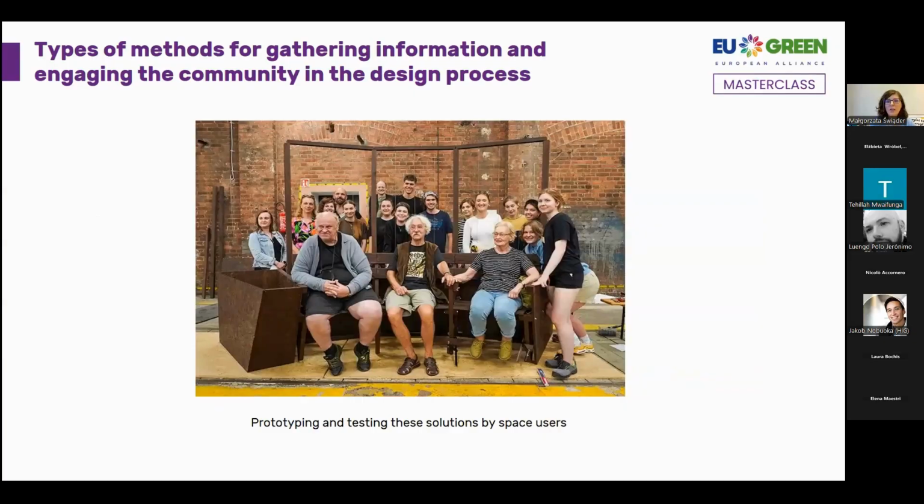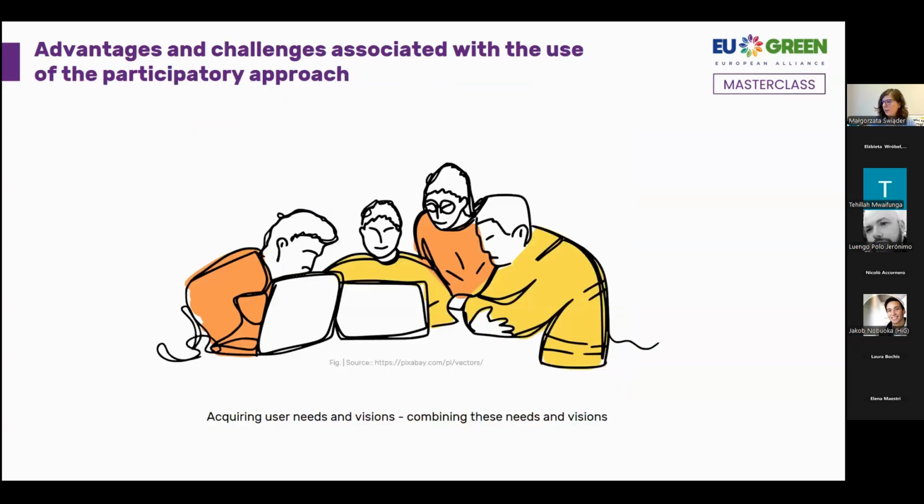The next stage is of course prototyping and testing the solutions with the space users, as we've done within our last project. Small actions again, but for sure very important for the group of users, especially for those that are marginalized in some way. They feel included and they feel a part of the process connected with developing the community garden.